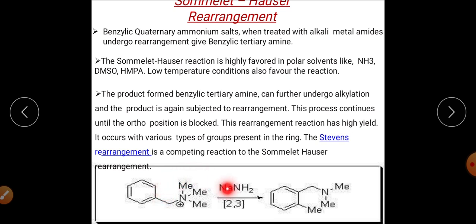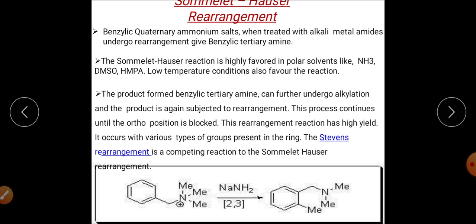Under basic conditions, meaning when it is reacted with sodamide, NaNH2, it will undergo a 2,3 sigmatropic rearrangement reaction and will get converted into this particular product, which is called a benzylic tertiary amine. Now the important point about this Sommelet-Hauser rearrangement is that the conditions that will favor it are a polar solvent and low temperature. These are the two conditions that will favor the Sommelet-Hauser rearrangement reaction.